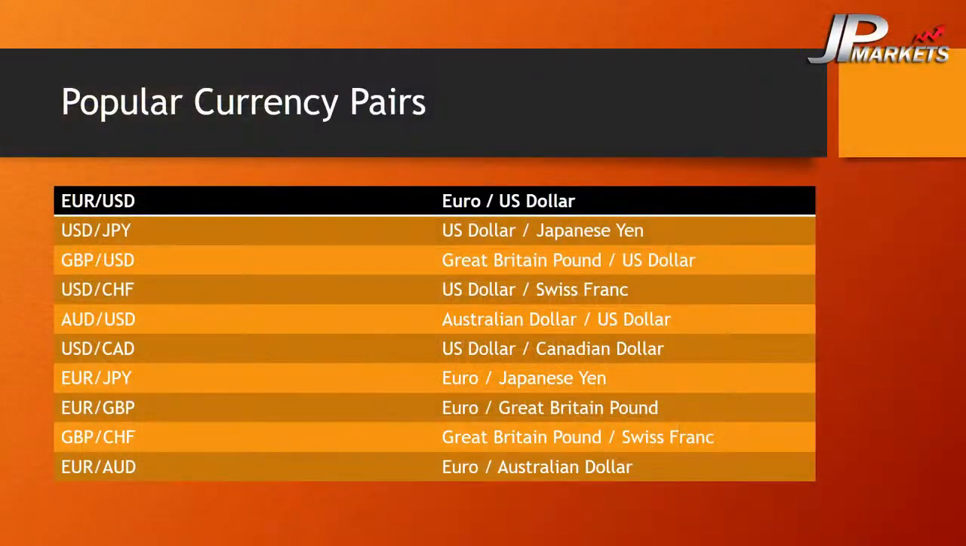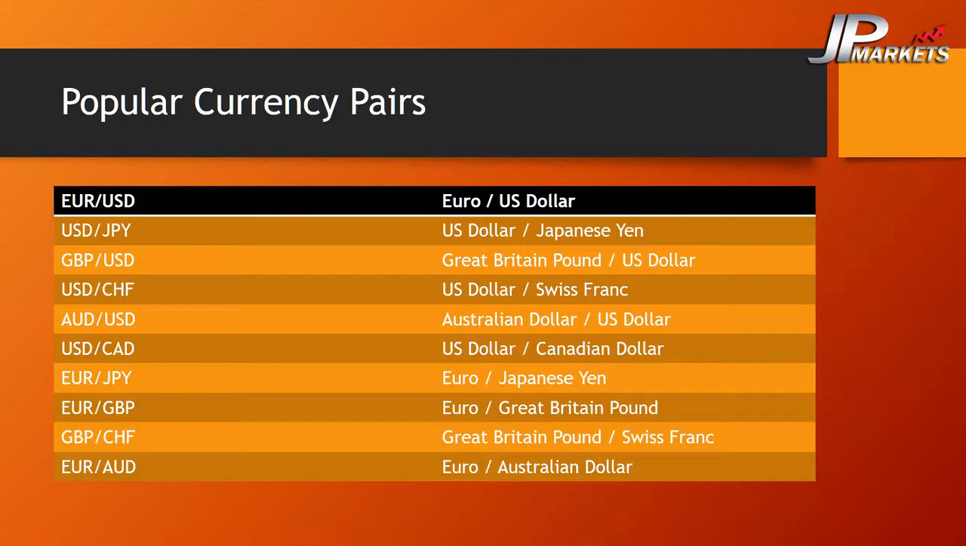What is the base and quote currency? The first member of every currency pair is called the base currency, and the second member of each pair is known as the quote or counter currency. For example, in the case of the euro versus US dollar currency pair, euro-dollar, the euro is the base member of the pair, and the US dollar is the counter member of the pair.